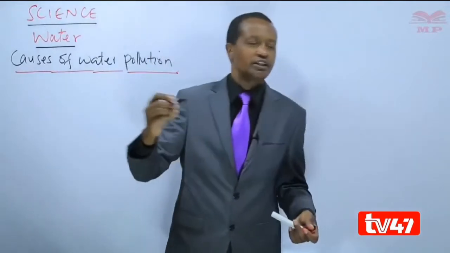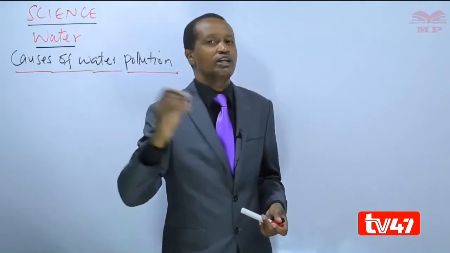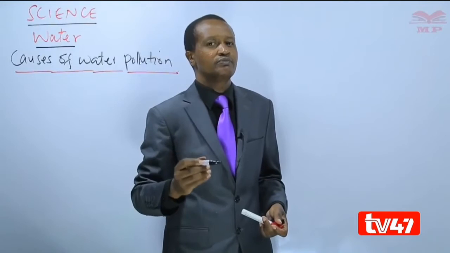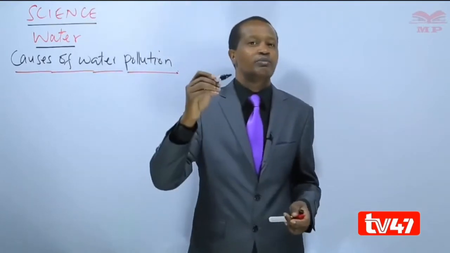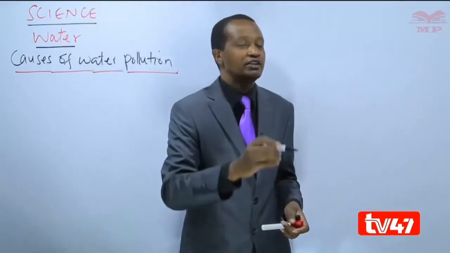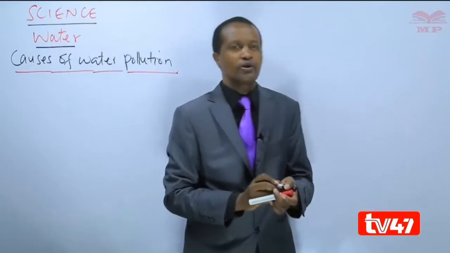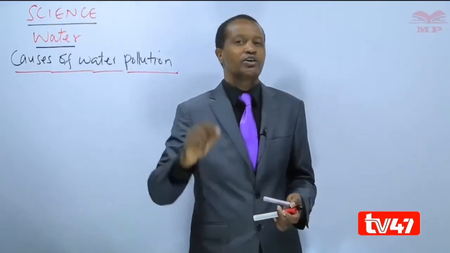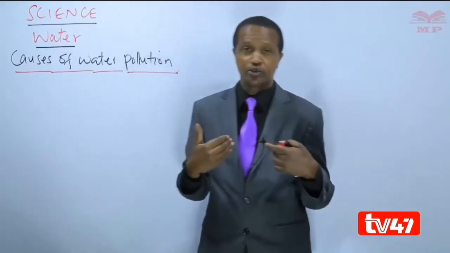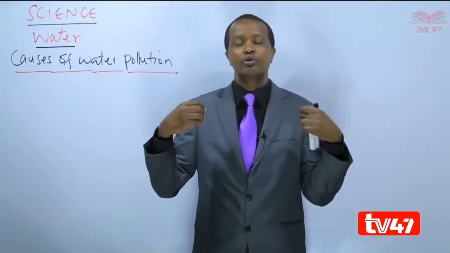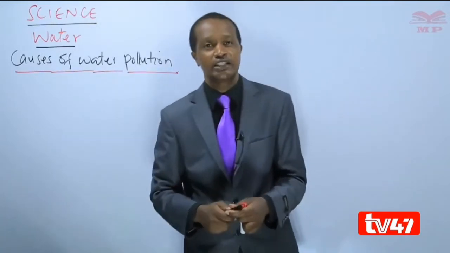These are the different ways in which water can be polluted, or contaminated, or made impure. Okay? Now, learners, there are many different ways in which water can be polluted. And human activities are the main cause of water pollution. So we want to discuss some of these activities that we as human beings engage in that pollute water, that contaminate water. The first one is human waste.